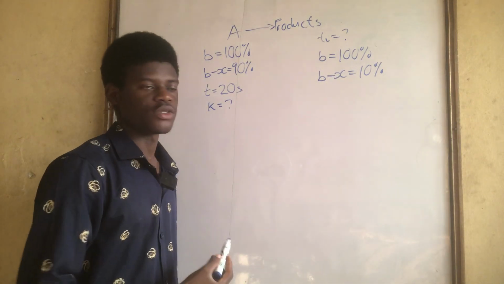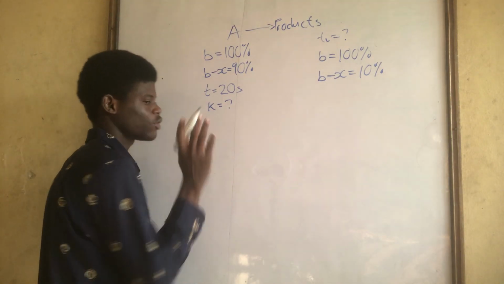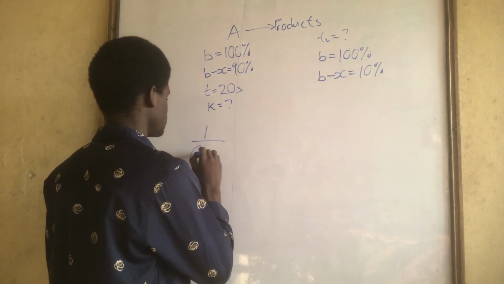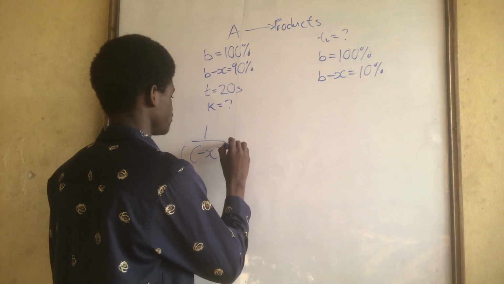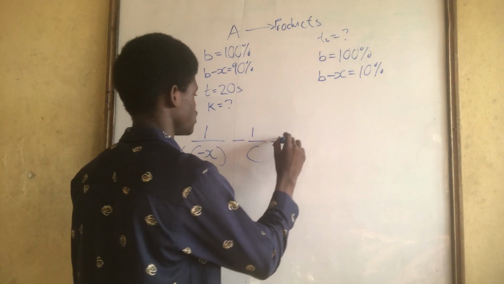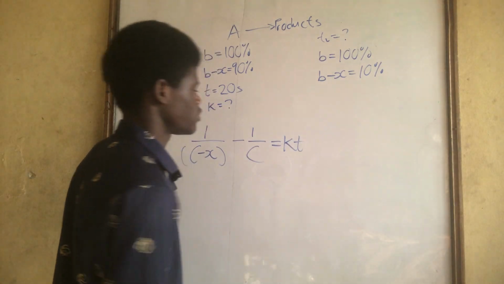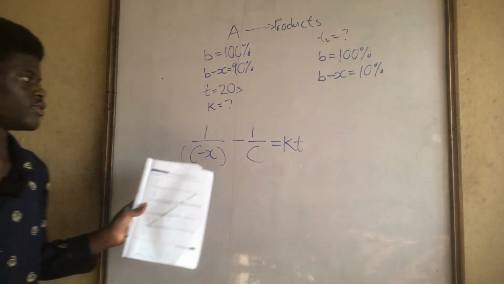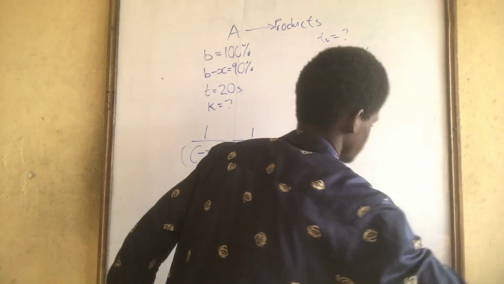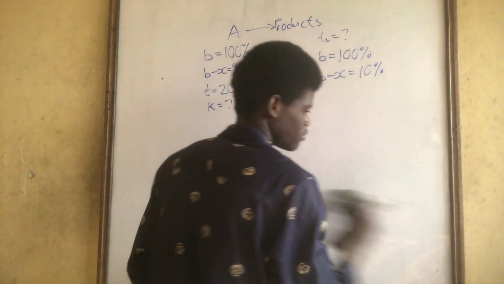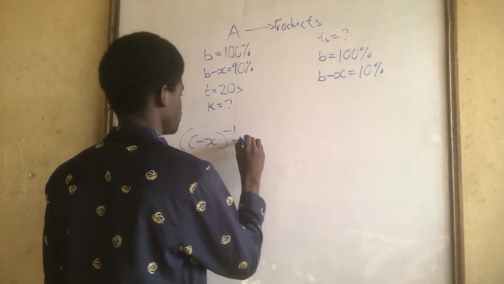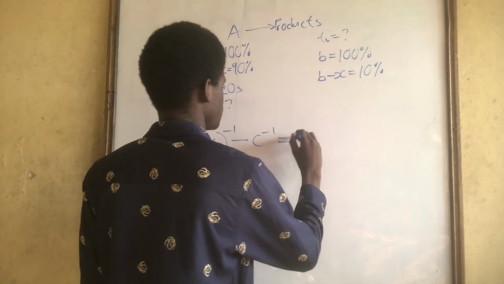But to do that, we need our integrated rate law. For second order, it's different from first order and zero order. For second order, it is 1 over c minus x minus 1 over c is equal to kt. So this is how it is in second order reaction. Or you can also write it like (c minus x) to the power minus 1 minus c to the power minus 1 is equal to kt.